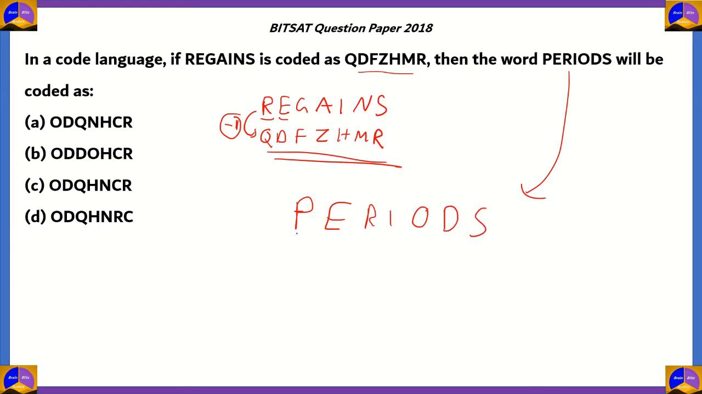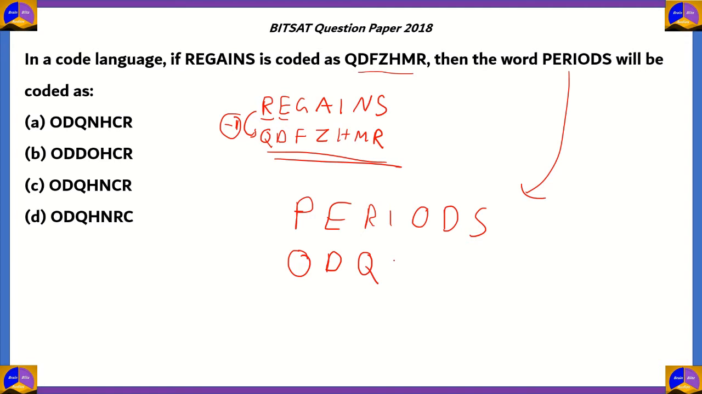P-E-R-I-O-D-S. So what is the previous letter to P? If you know the alphabet well, then it's O. After O comes P, so O is the first letter of the code language. For E, it is D as given in the question, so we can use that. For R, it is Q. Again, it's present in the question. We're using the same method, that is -1. So D comes before E, Q comes before R.